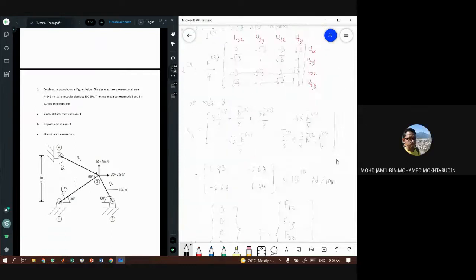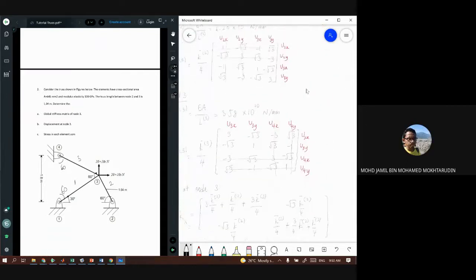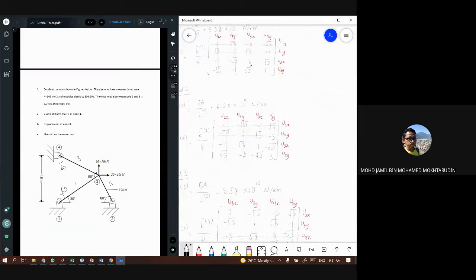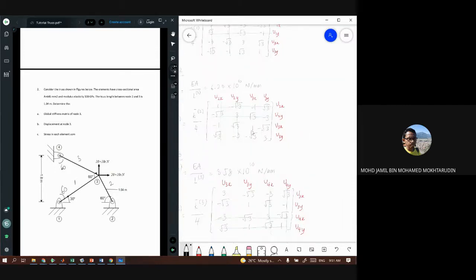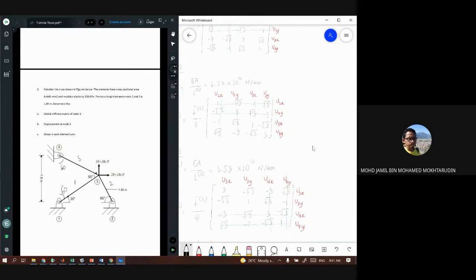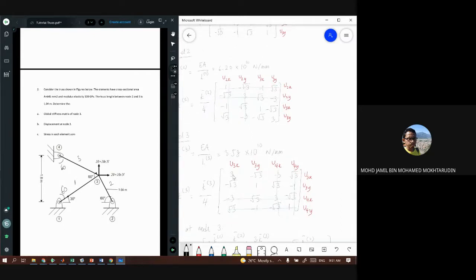Okay, so you just add up the elements from this one: 3, square root 3, square root 3, 1, times K1 over 4, plus 1, negative 3, square root 3, negative square root 3, and 3 times K2 over 4, plus this one, K3 over 4.